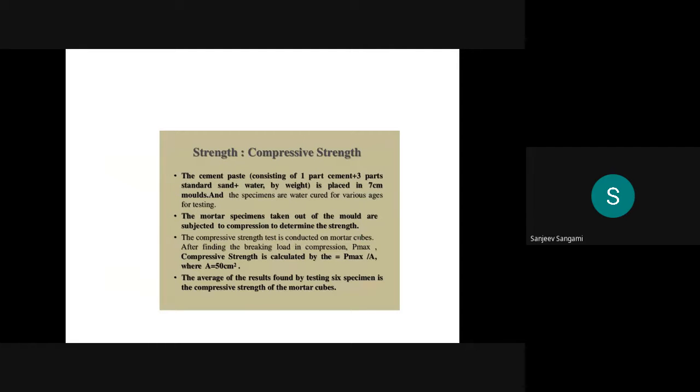So the first strength is compressive strength. The cement paste, consisting of one part cement and three parts standard sand with water by weight, is placed in a 7 centimeter mold, and the specimens are water cured for various ages for testing. The mortar specimens taken out of the molds are subjected to compression to determine the strength. Then the compressive strength test is conducted on mortar cubes after finding the breaking load on compression.